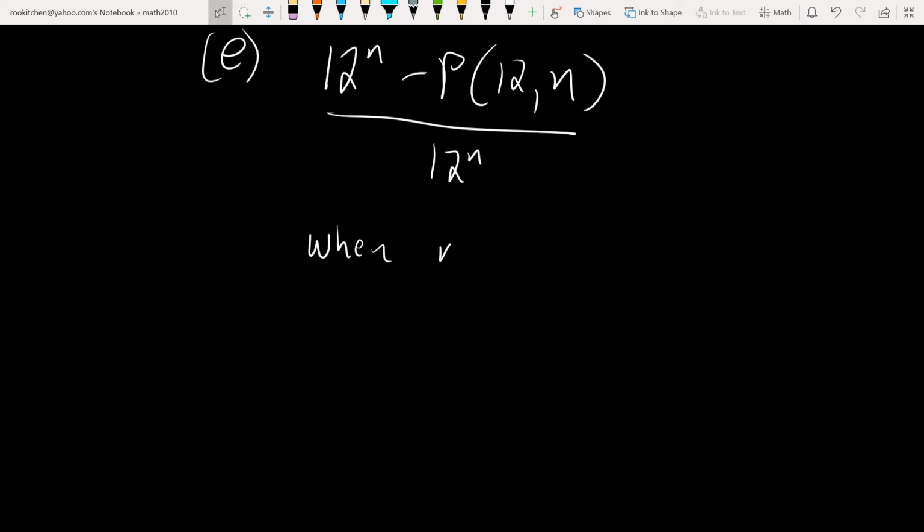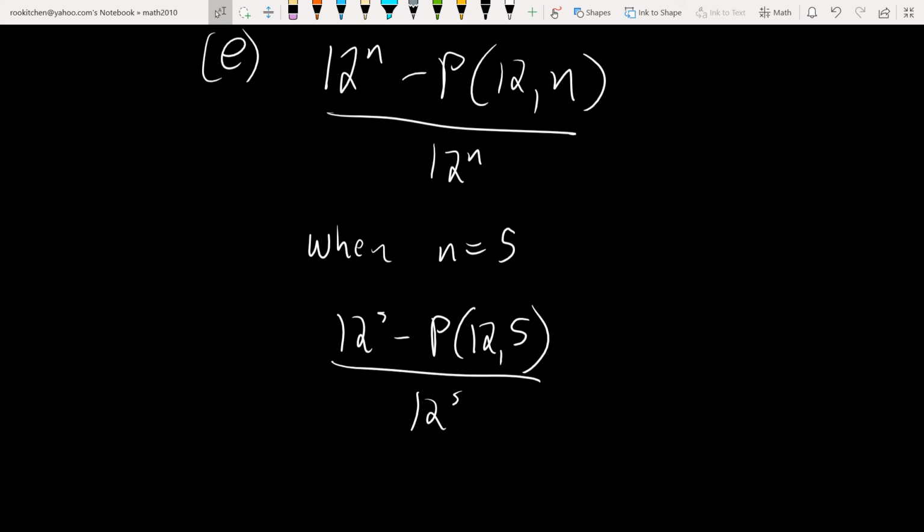Okay, so when n equals 5, we'll get 12 to the 5th minus 12 pick 5, all over 12 to the 5th, which will be about 62%.